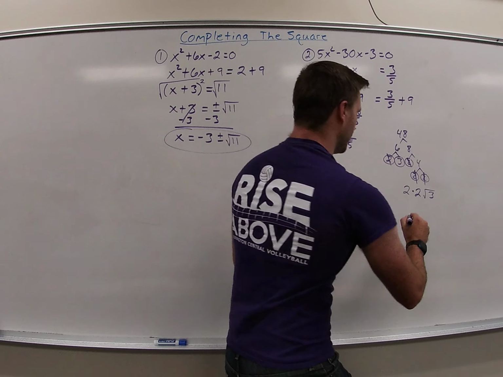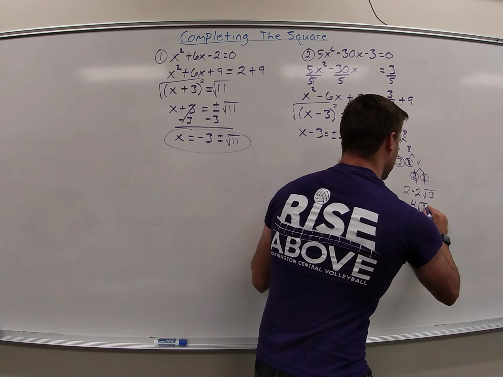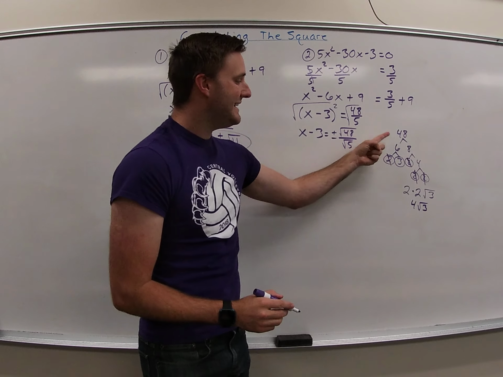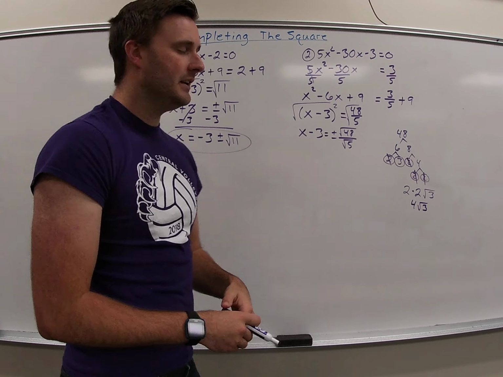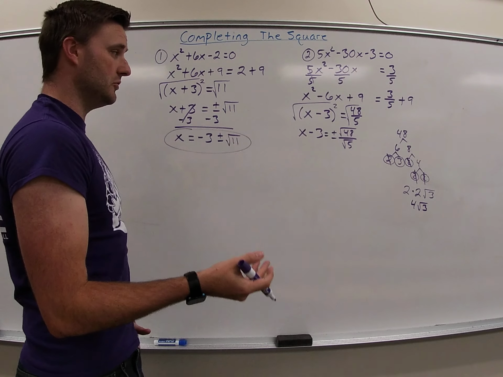Now, 2 times 2 is 4. So what we're saying is that the square root of 48 is 4 radical 3. You will get faster at that the more that we do it.